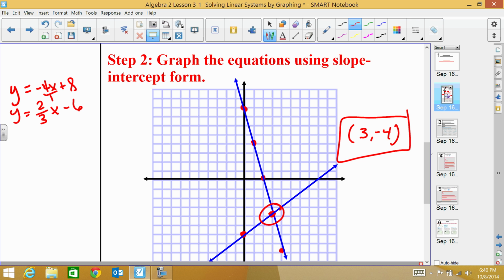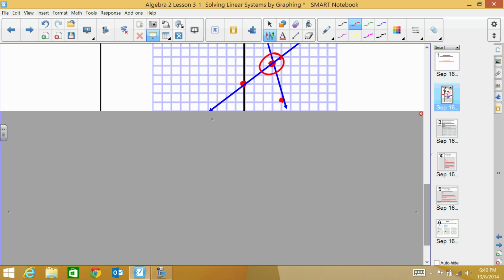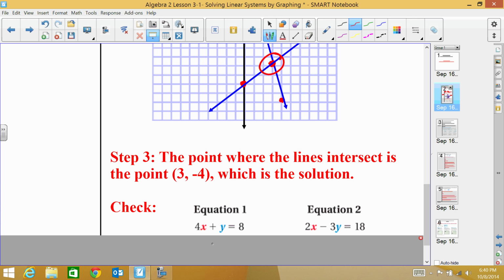Now it asks me to check my solution algebraically. So what that means is I'm going to plug it back in to both equations to make sure that it works. So in case you didn't have those two original equations, these were my two original equations. So to check these, I'm going to plug in my solution for x and for y. And that's how I check my solution algebraically.